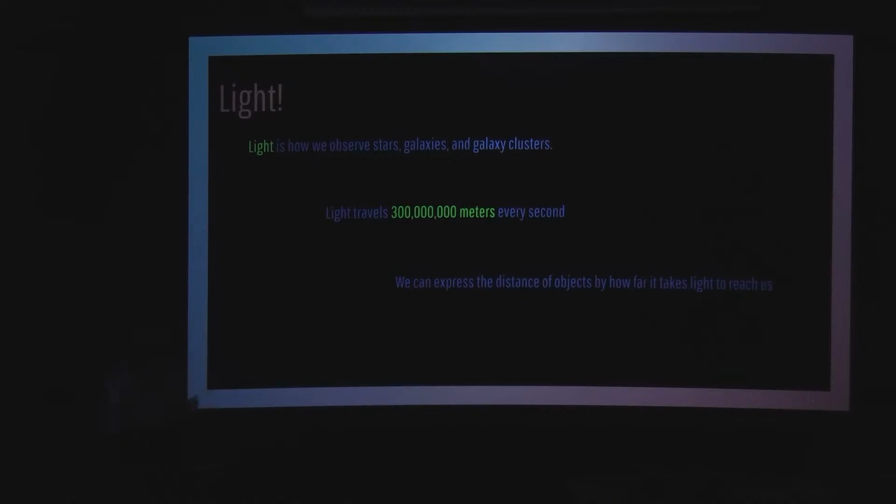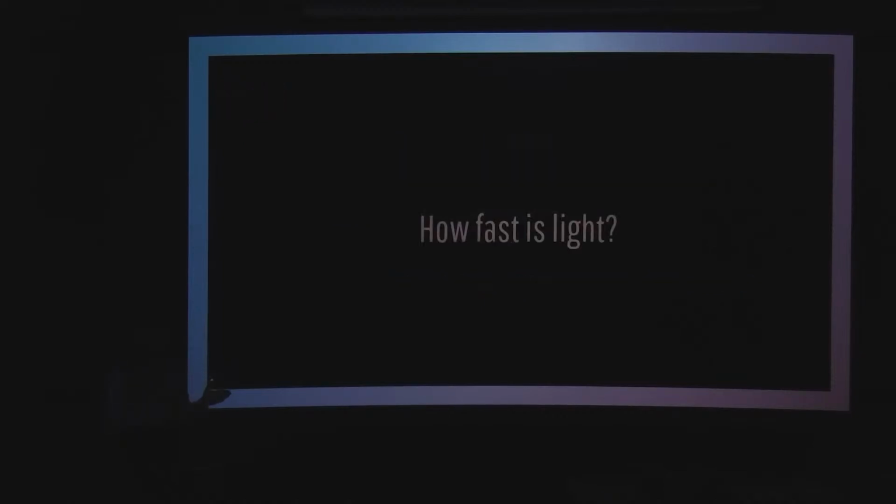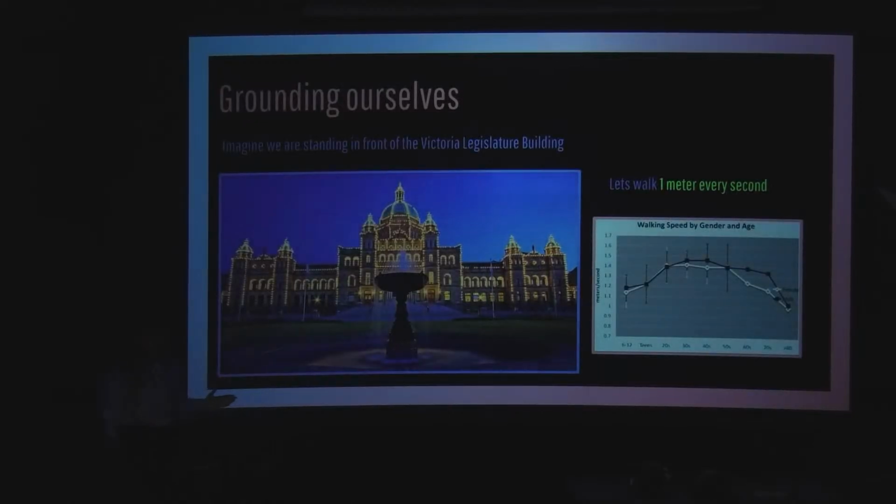So before we get into how fast light is, let's ground ourselves. Something that I've taken to doing since I moved here to Victoria about a year ago is I like to walk from my home in Esquimalt downtown near the legislature building. It's a nice building. I make the walk once a week or so. It's nice to see the lights lit up at night on the holidays. And so let's start our journey there for the purpose of measuring time and distance.